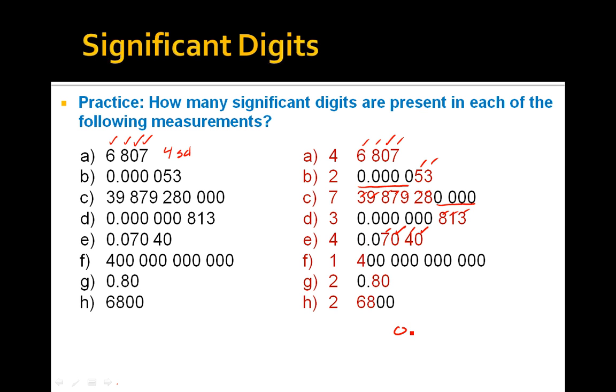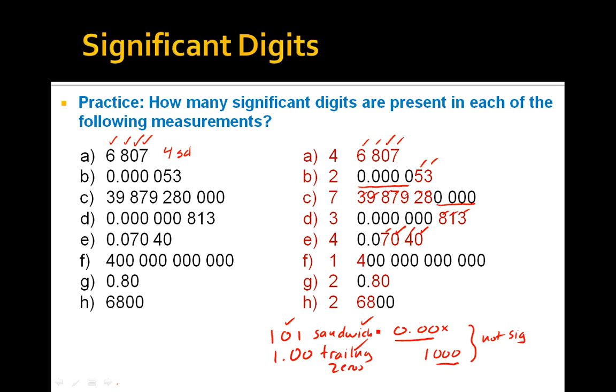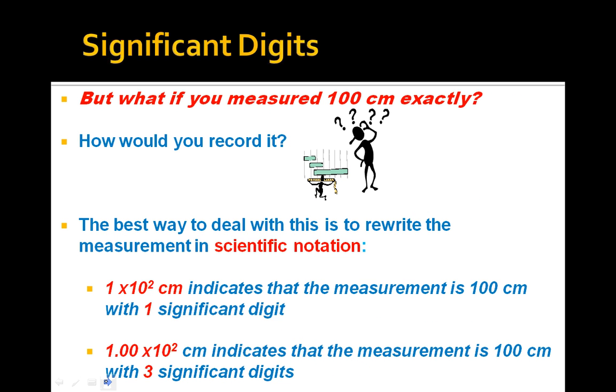So basically, anything that looks like this, these are placeholders. Or if you have something like this, these are placeholders. These zeros are not significant. The only zeros that are significant are sandwich rule, and if I have trailing zeros, so zeros after the decimal place at the end. These are significant, okay?